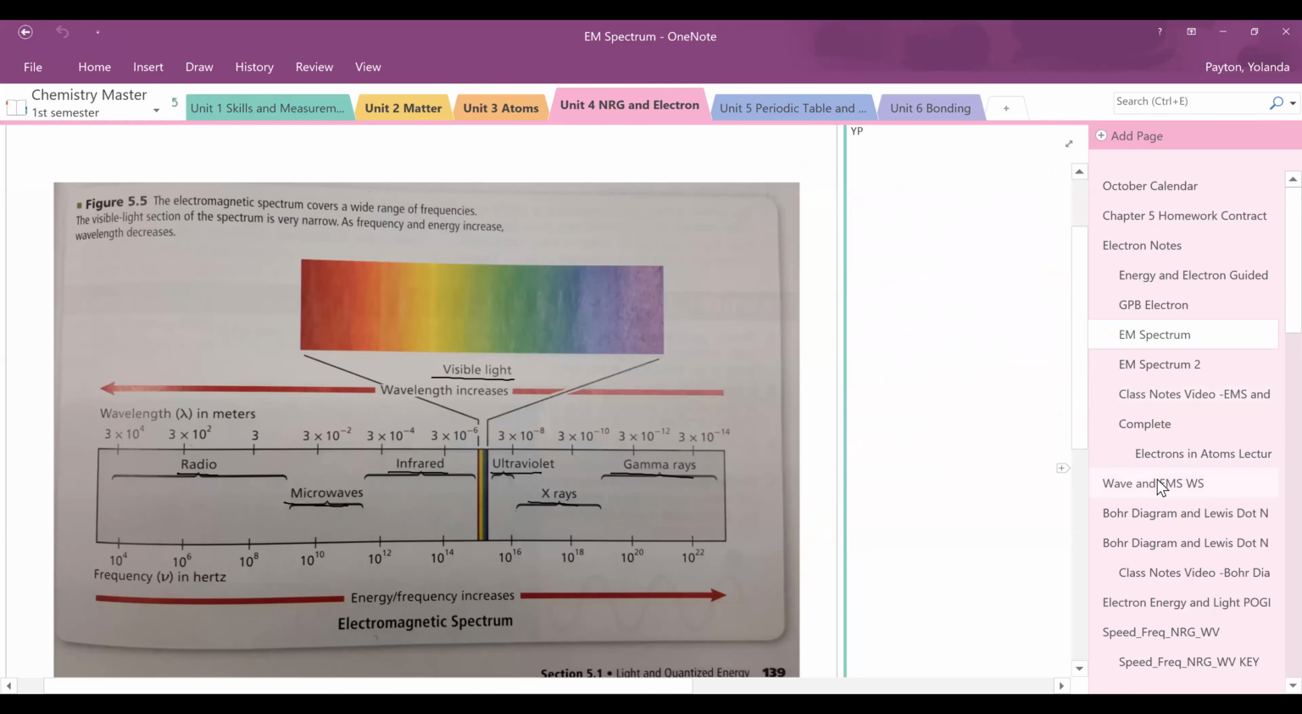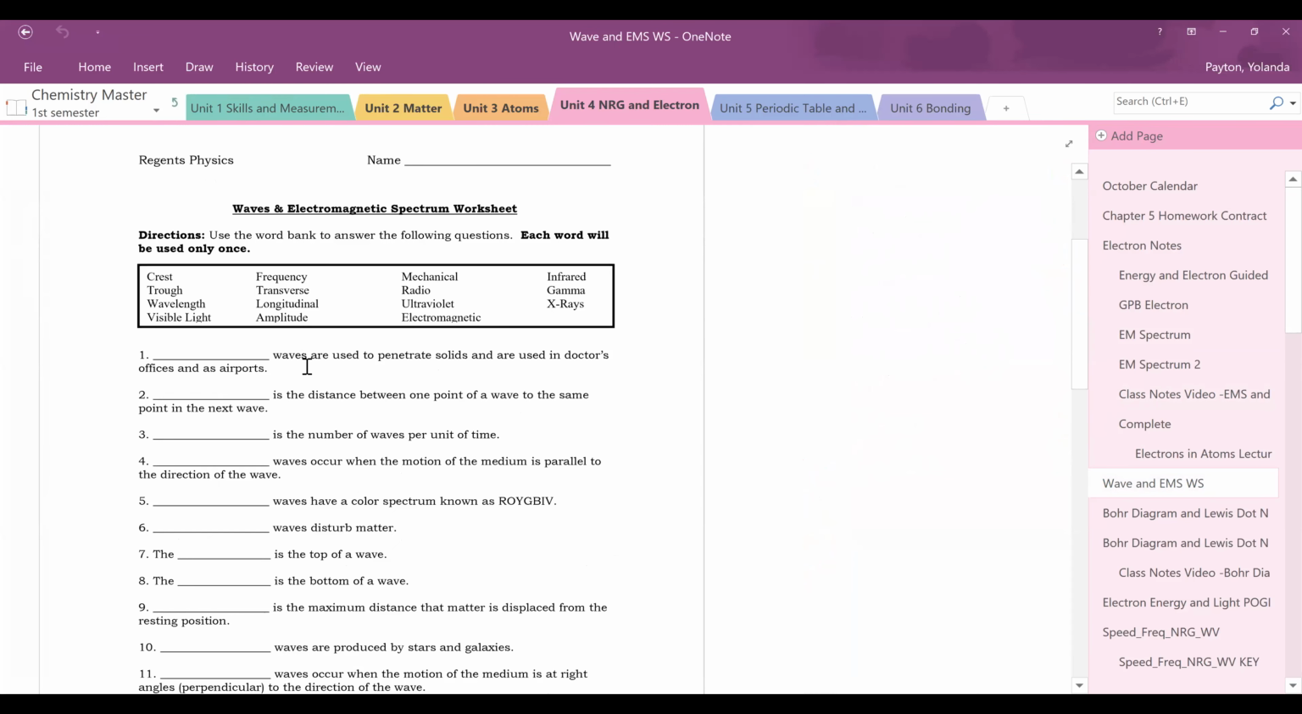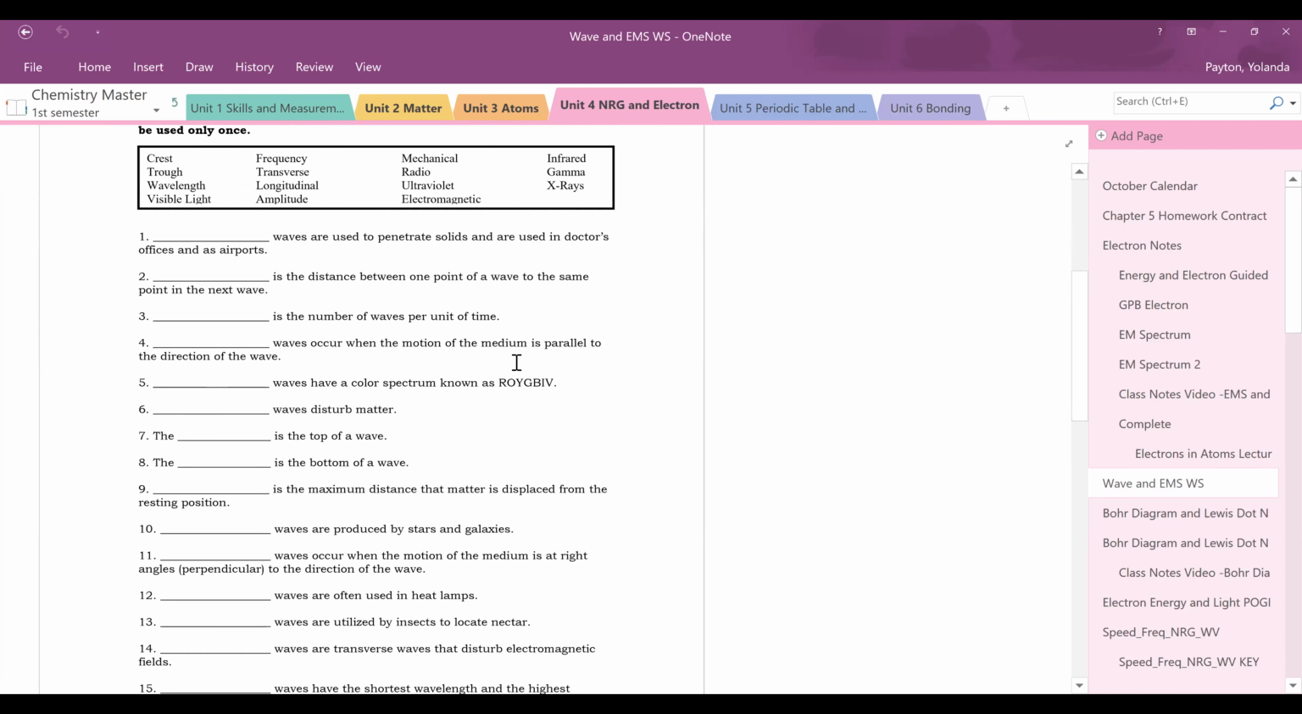There is this worksheet on waves and the electromagnetic spectrum. I didn't even do all 15, I just did some of these. Does anybody know this one? Waves have a color spectrum known as RGB. What is RGB? It is the colors: red, orange, yellow, green, blue, indigo, and violet. So this one would be the visible light.